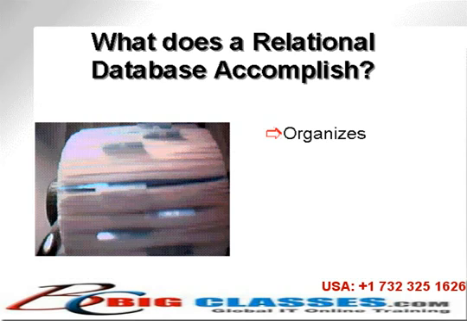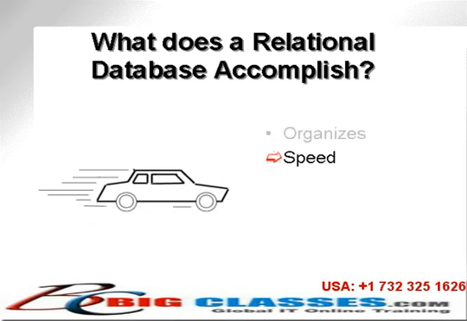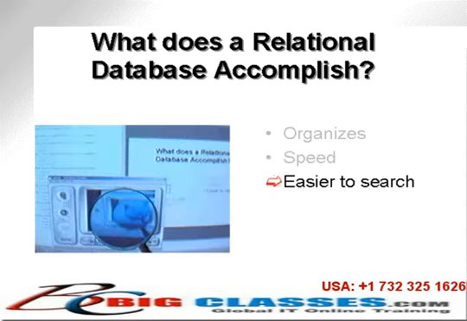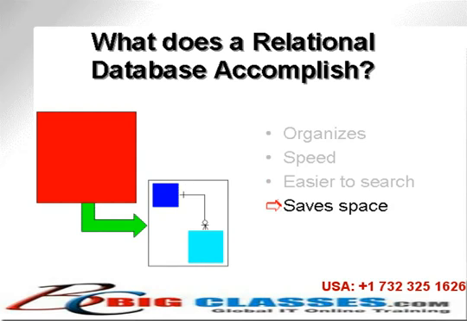What does a relational database accomplish? It organizes or allows organization of data and information. It increases the performance or the speed of data access because you can access parts of that information rather than accessing everything all at once. It's easier to search. It allows you to search within specific objects, such as venues or shows, rather than shows within venues all at the same time. It saves space. Duplicated information is removed into separate objects.